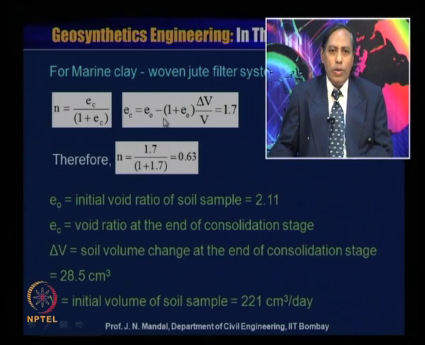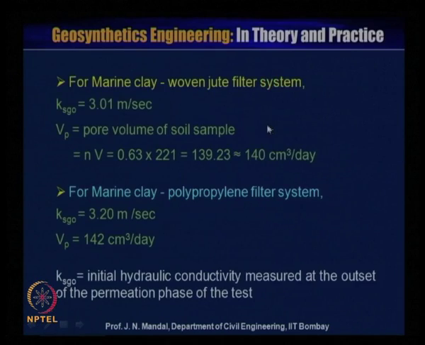Here e_0 is equal to the initial void ratio of the soil sample, that is 2.11, and e_c is the void ratio at the end of the consolidation stage, and delta V is the soil volume change at the end of the consolidation stage, that is 28.5 centimeter cube, and V is the initial volume of the soil sample, that is 221 centimeter cube. So from this you can calculate what is n, let us say for the marine clay and oven jute geotextile filter system.